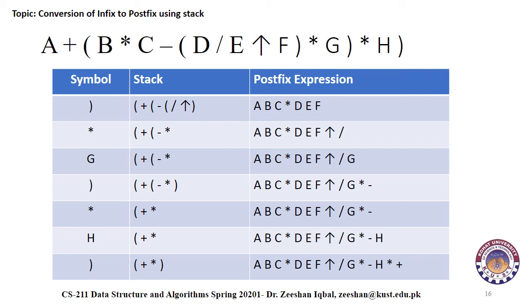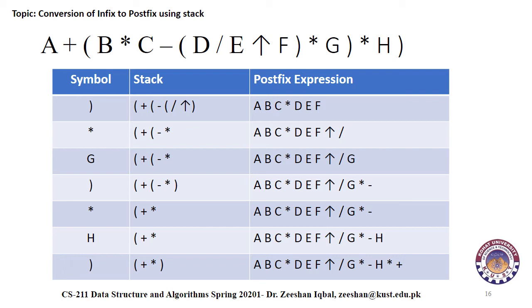Next symbol is asterisk, which is an operator, so we have to check the stack top position. It already has an operator, which is minus, and minus has less precedence than asterisk or multiplication, so minus will remain on the stack and the new operator, that is multiplication, will be pushed to the stack. Next symbol is G, which is an operand, so we have to put it directly onto the postfix expression.